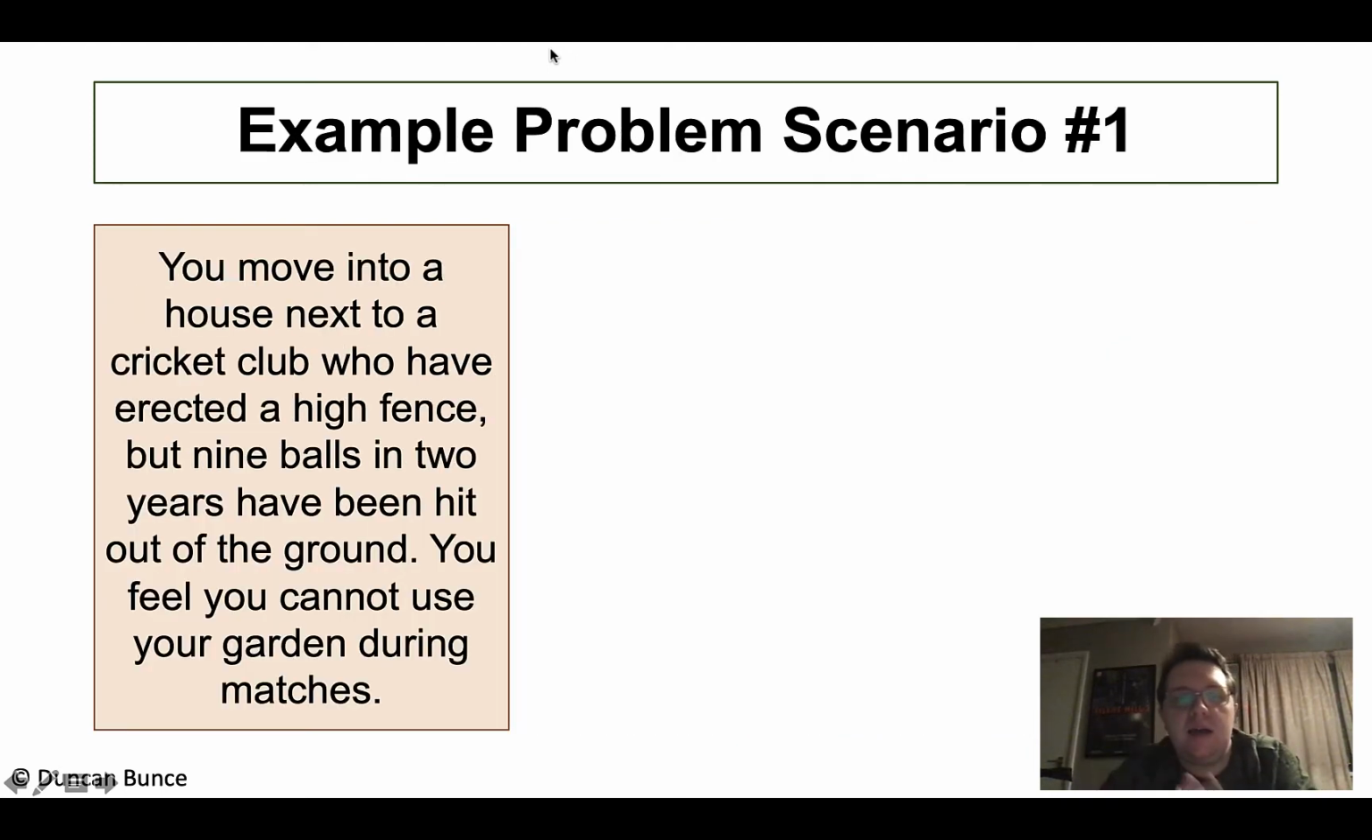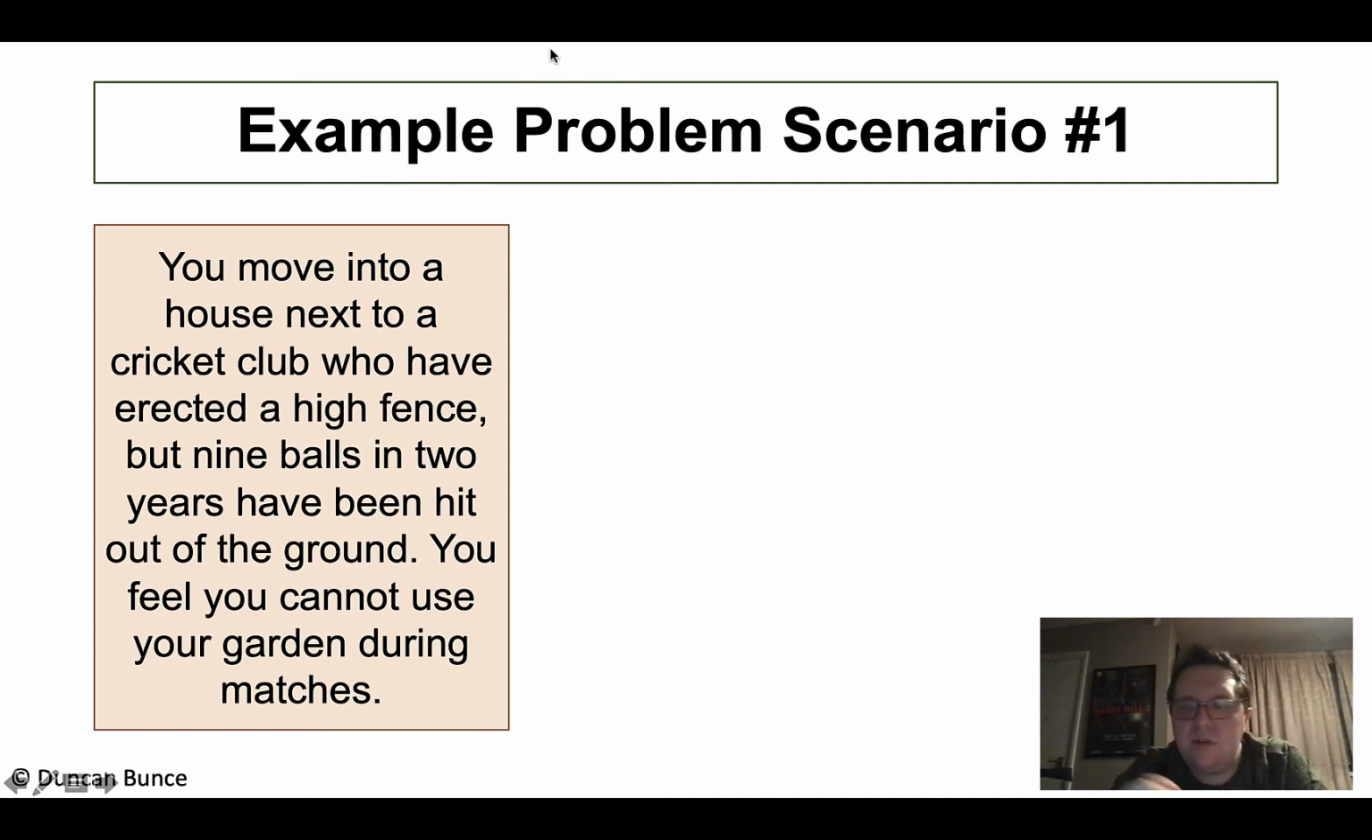Right, so example problem scenarios. As ever, we need to be ready for the exam, so I'm going to go through 2 of them with you and then leave the rest for you. So firstly, you move into a house next to a cricket club who have erected a high fence, but 9 balls in 2 years have been hit out of the ground. You feel you cannot use your garden during matches.